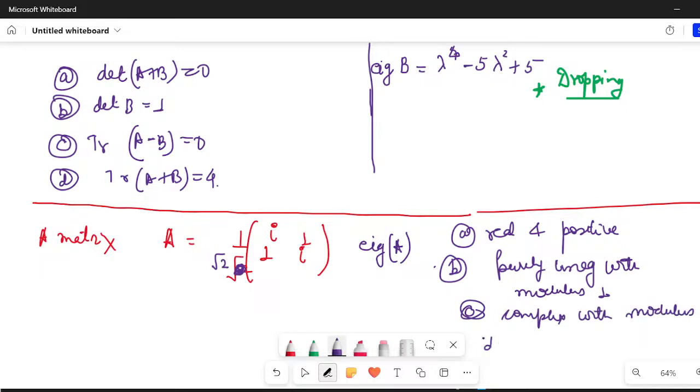And option number D, real and negative. Just think about it. Let us do some easy question first and then we'll move to this. So this is slightly difficult.